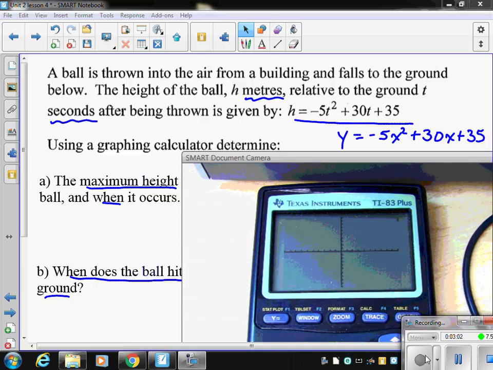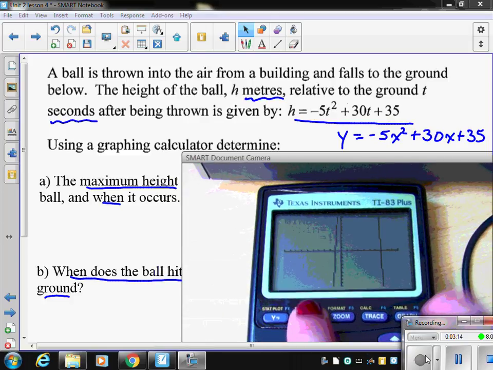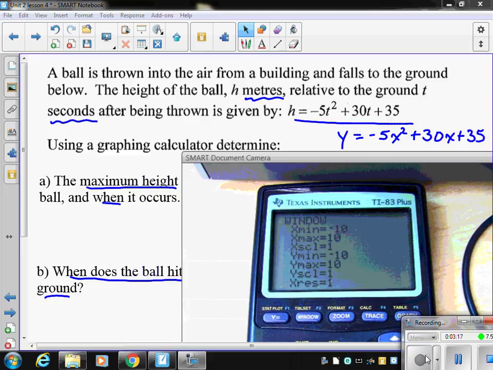If I hit graph now, I may or may not be able to see it because I haven't given any thought to where this is situated on the calculator. So I can't see it very well. I'm going to go to my Window button. That changes the domain and range, and you know all about the domain and range. In this equation, our x value, or t, represents the time. It doesn't make sense to have a negative time for a ball in the air, so we're going to change our domain to start at 0. And our largest value, well, 10 seconds makes sense to me, that a ball could be up for 10 seconds, so we'll leave that one.